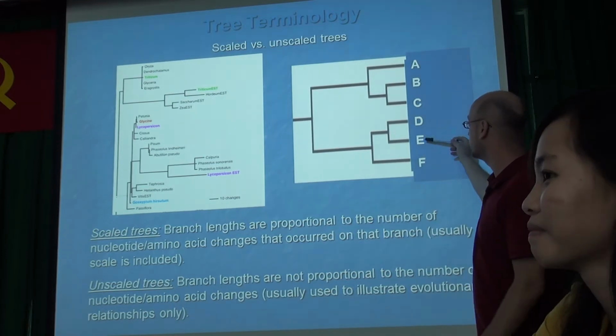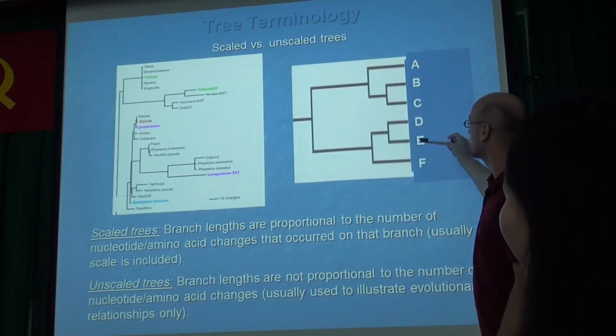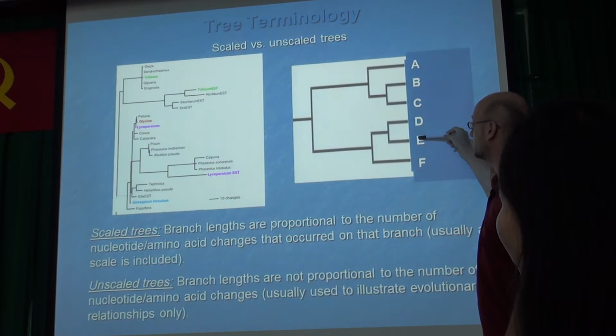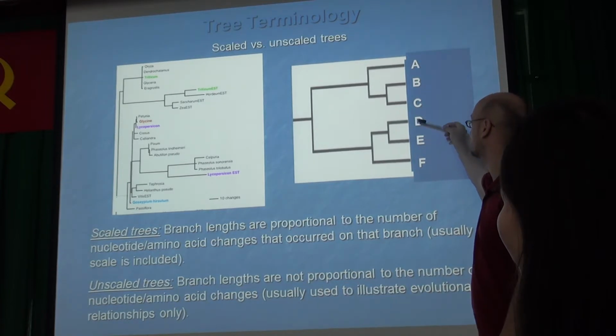So, is taxa E closer to D, more similar to D, or to F, more similar to F? Which one is E more similar to D or F?